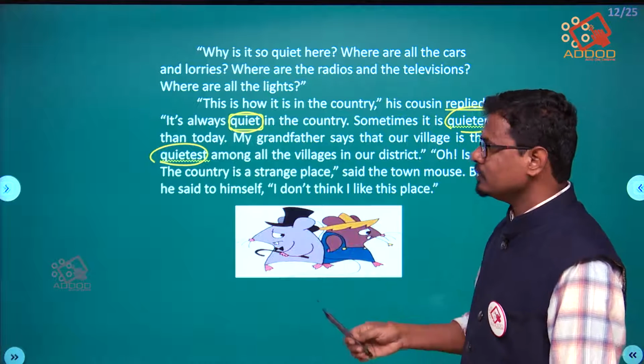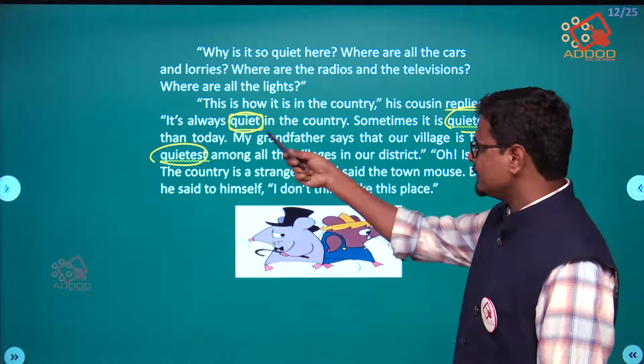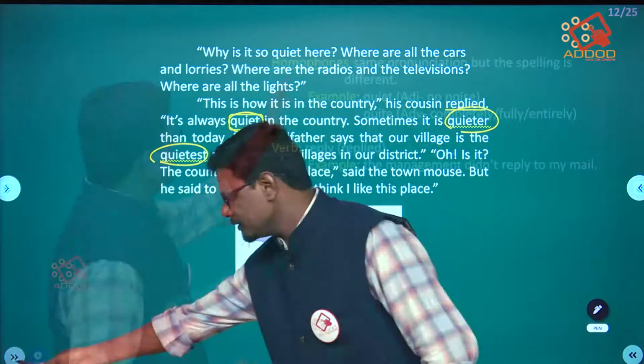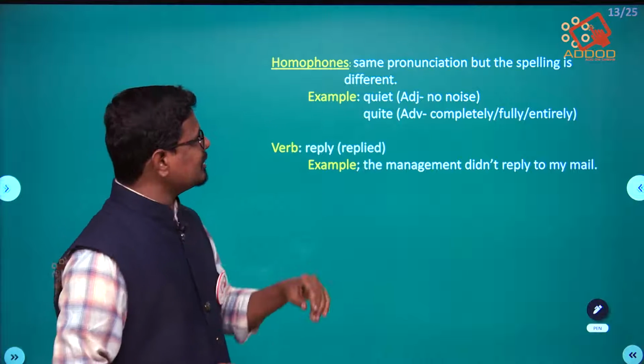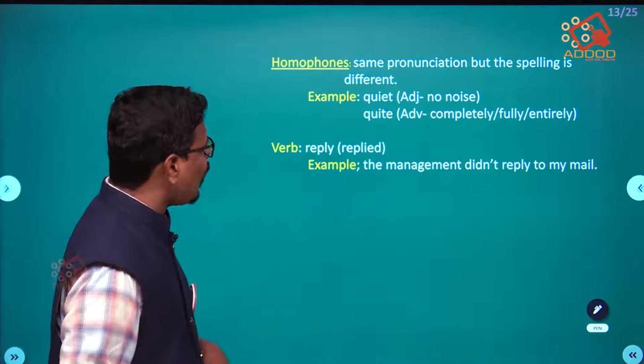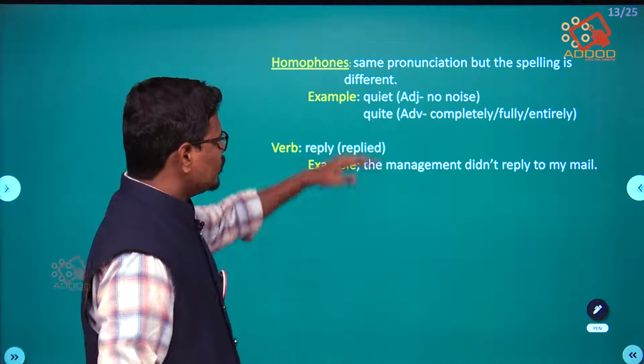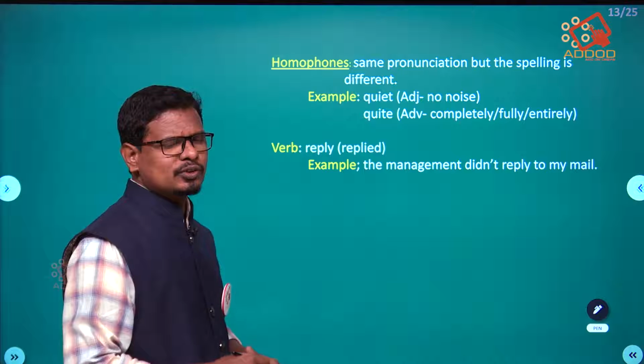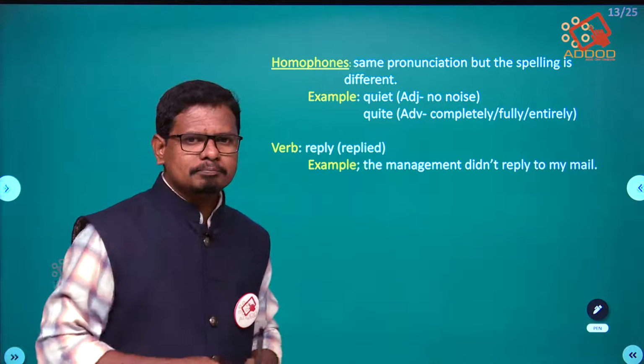Quietest is a superlative degree. Okay, so that's the reason I have underlined. You have all the three forms in one passage. So, homophones: same pronunciation but the spelling is different. Example, quiet, quite. So the adjective quiet means no noise. Sometimes the teacher enters the classroom and says, quiet.